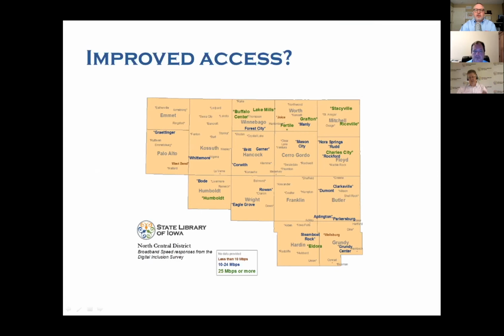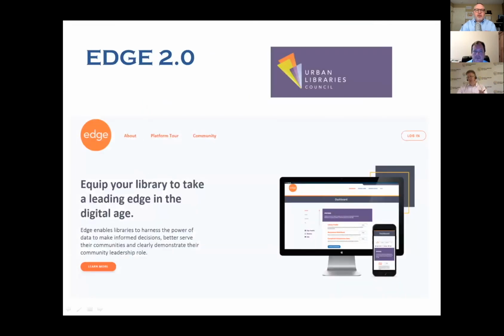Getting this granular, low-level information on what speeds the libraries are actually being provided has been a big struggle. We've been trying to get that sort of information, and a big part of that is working with the Urban Libraries Council. They've worked with Indiana and Texas and a bunch of other states and do this big survey for the library directors, where they go through all their technology with a fine-tooth comb and then compare it across baselines of all the other libraries that have done the same Edge survey, and that comes out with action plans.